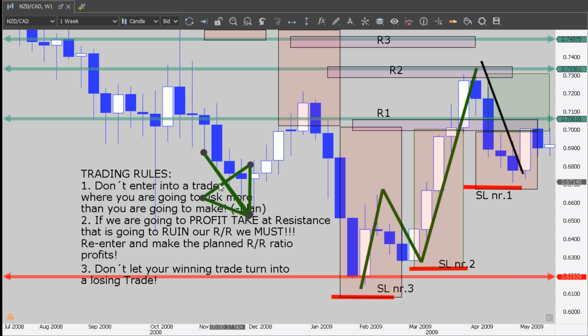If you are going to profit take at resistance. Now, what is the other challenge? Well, if you don't profit take at some level of resistance, you are risking number 3. If you don't profit take at some level, and we don't have a crystal ball, you are risking that your winning trade can turn into a losing trade.